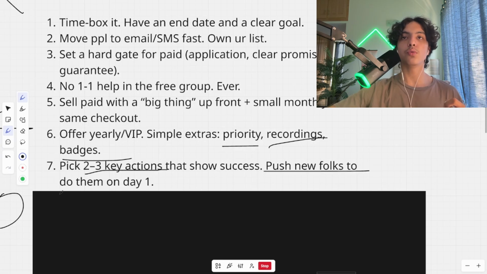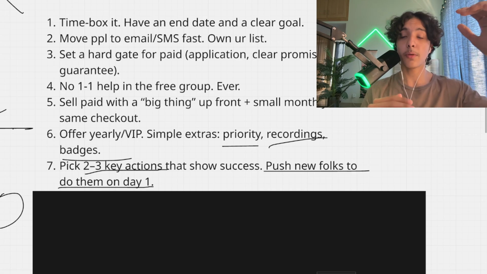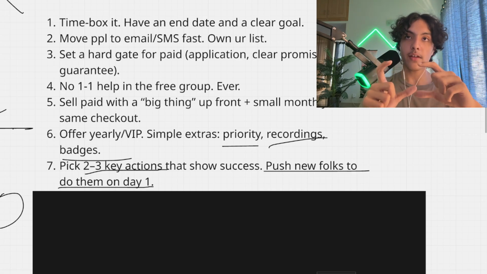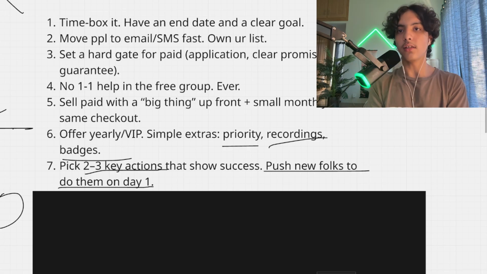Then push the new folks to do them on day 1. What do I mean by that? You want to see when somebody joins, and you want to interview the people who actually get success with your program. Why? Because now you want to know, hey, what did you do? You want to basically interview them, and you also want to ask people who didn't get results. Then you want to compare, hey, what did these two do differently? And then pinpoint the 2 to 3 key things that every successful student repeated, and be like, hey, do this quickly so that you can get results quickly for the prospect.